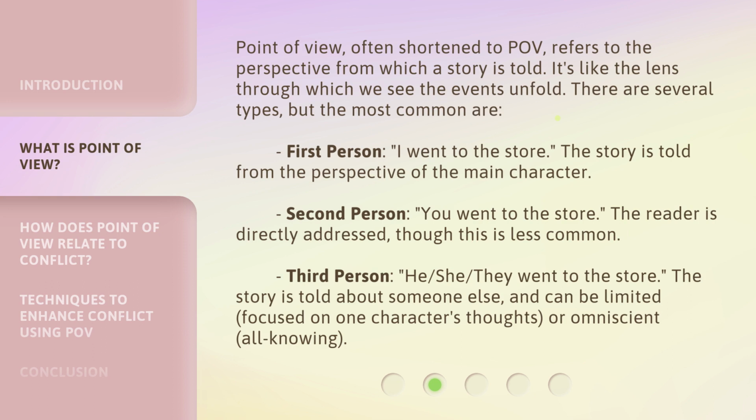Second person, you went to the store. The reader is directly addressed, though this is less common. Third person, he, she, they went to the store. The story is told about someone else, and can be limited, focused on one character's thoughts, or omniscient, all-knowing.